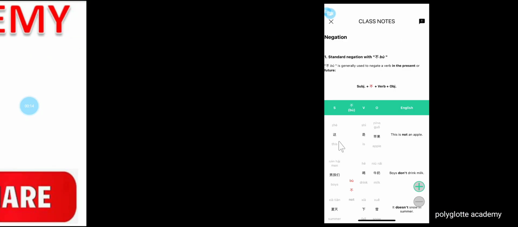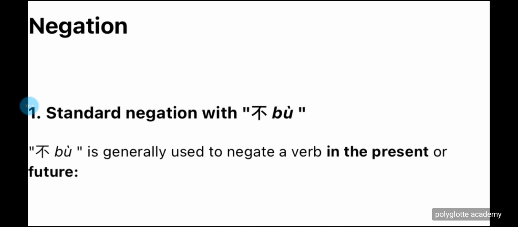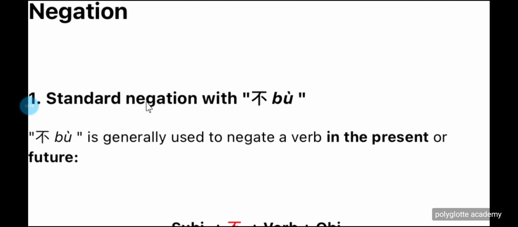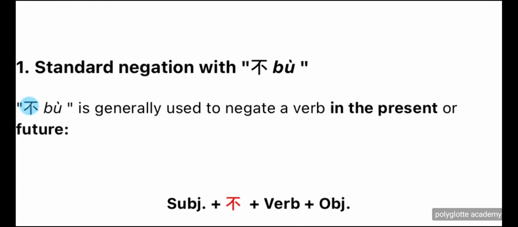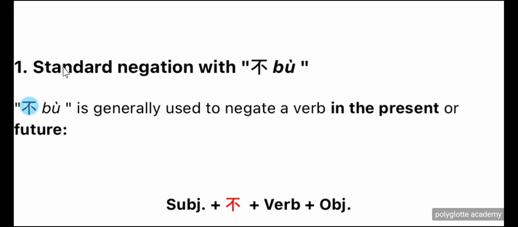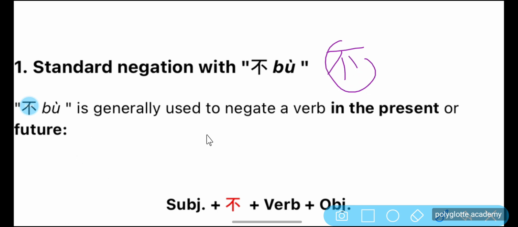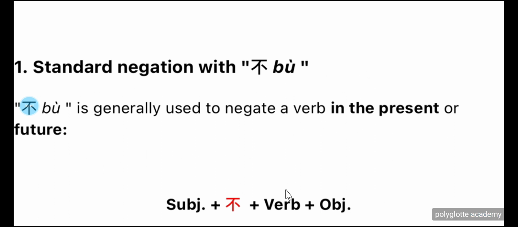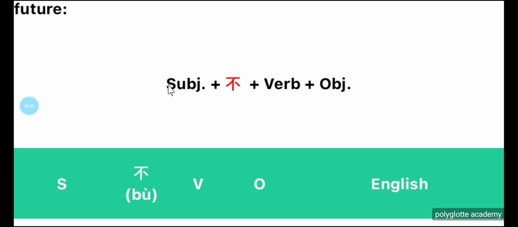So let's get started. In this lesson, we are going to be looking at negation in Chinese. The first point we are going to be seeing here is standard negation with 不 (bu). For a demonstration on how to write 不, we have this. So 不 is generally used to negate a verb in the present or future. The structure will be subject plus 不 plus verb plus object.